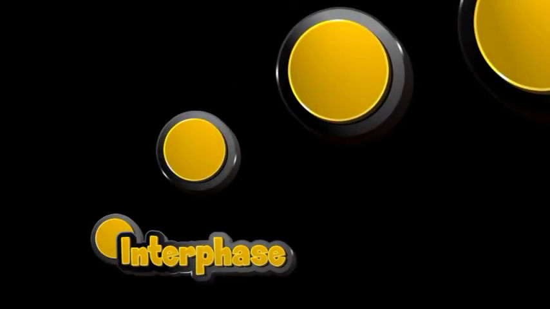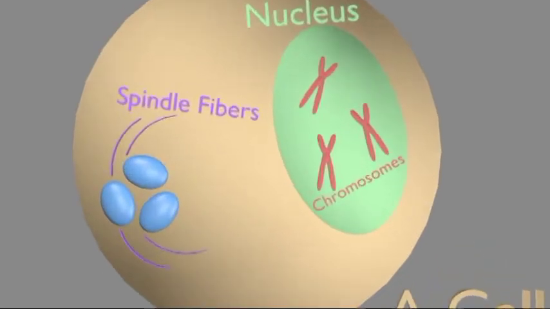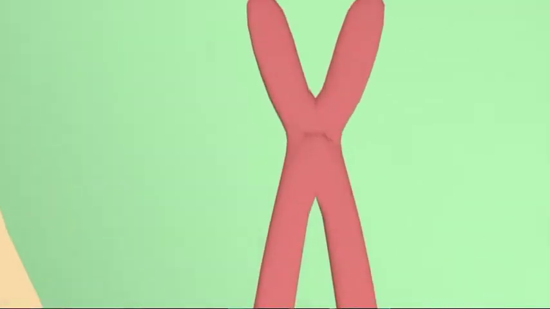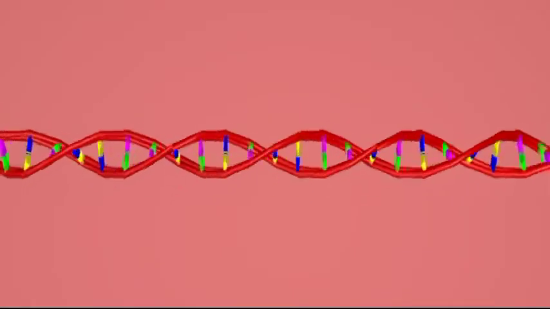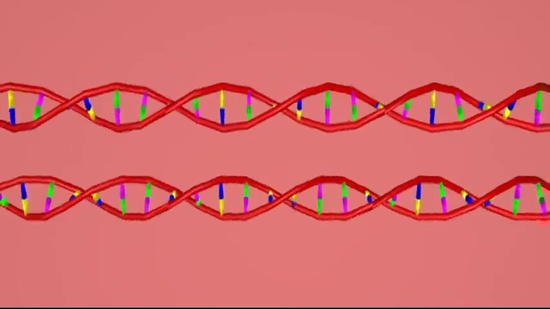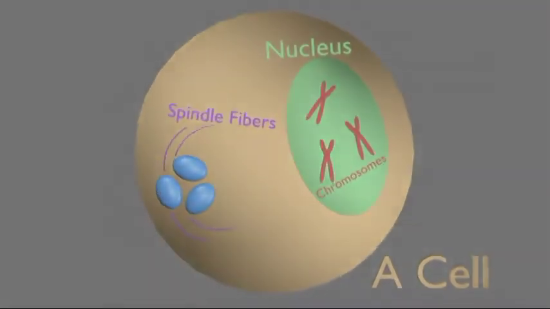Interphase is the first part of the cell cycle. It is a period of cell growth and is the part of the cell cycle that takes the most time. There are 3 parts to interphase: 1, G1, 2, S phase, and 3, G2. During G1, the cell grows and the cell does its job. During S phase, the DNA replicates, and during G2, the cell is prepped for cell division.